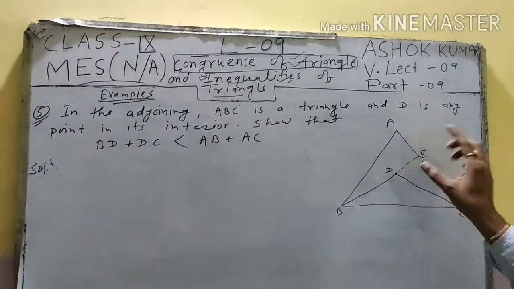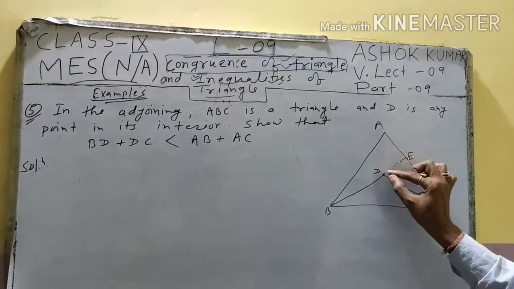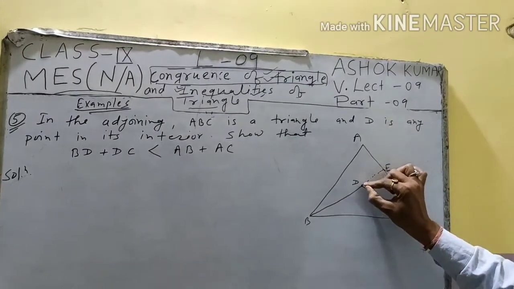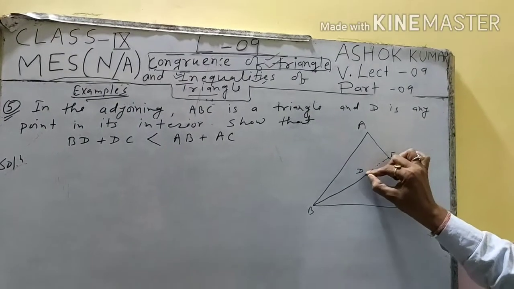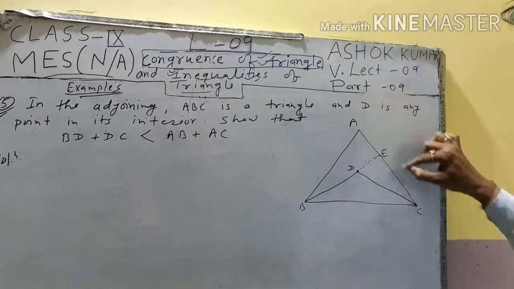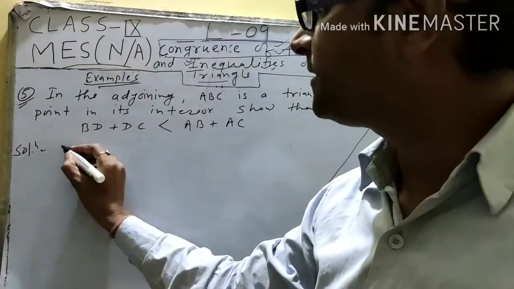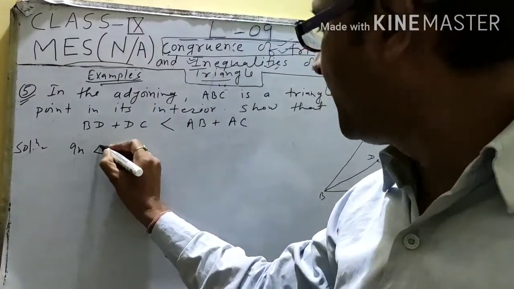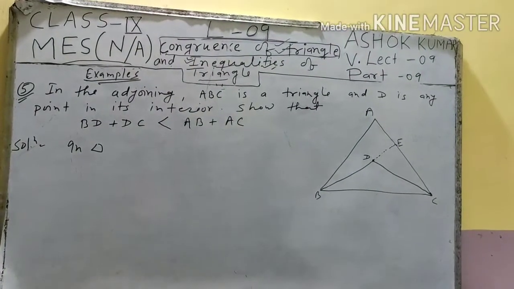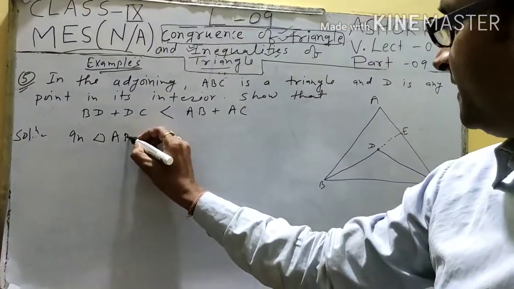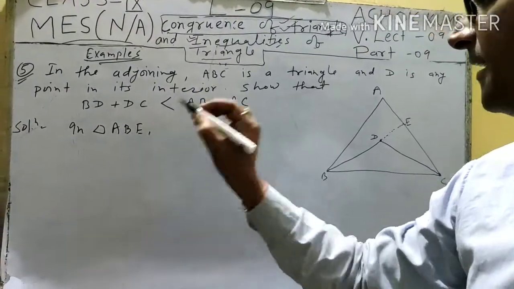Okay. Here student, by construction, D is any point within the triangle ABC, and draw DE on a line AC. Draw DE on a line AC. Okay. Solution. In triangle ABE. Look at it here student.